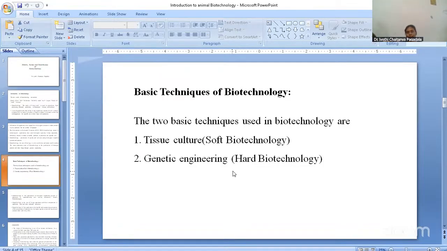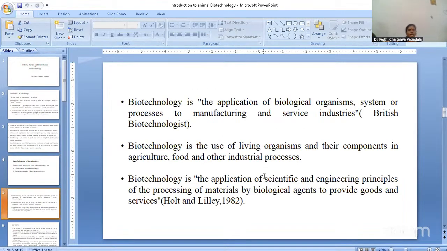As the slide is saying, we have two types of techniques used in biotechnology: tissue culture, which we call soft biotechnology, and genetic engineering, which is called hard biotechnology, as we just discussed. So the systems used in genetic engineering are vectors.